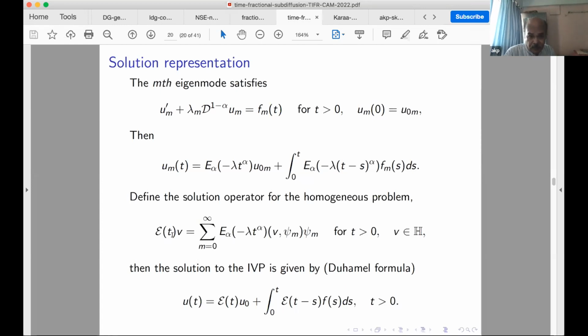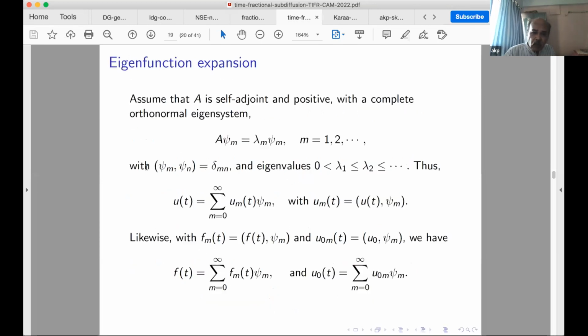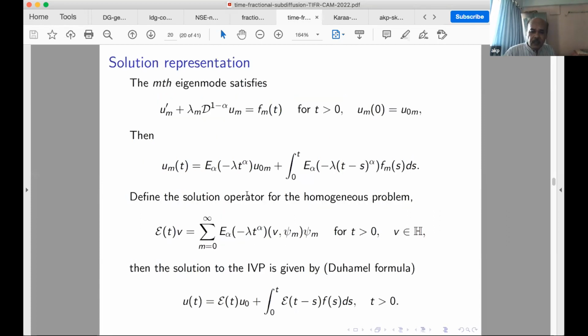E(t). You just plug them together. How do you plug this together? In this place, you write down u_m(t). If you write u_m(t) in this place, we are going to get an expression of the script T, T acting on v, where v is the initial condition if you think of it that way. So you can write it in this form, and using this representation, you will write down the solution.